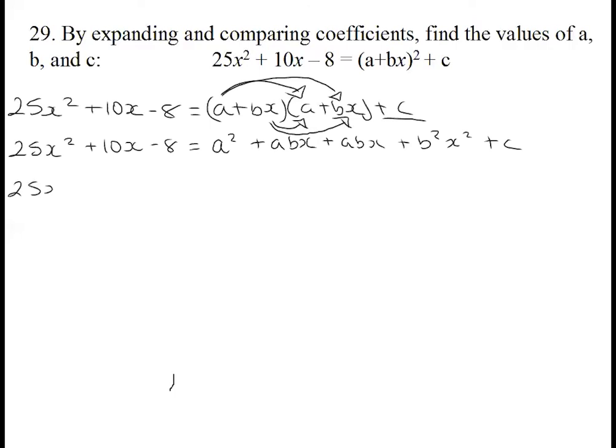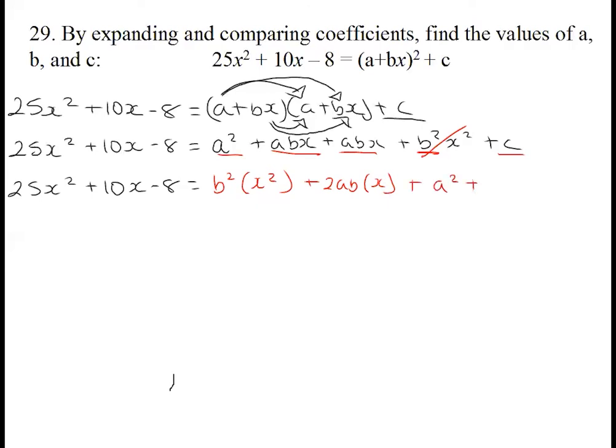So 25x squared plus 10x minus 8 is equal to, so let's start with the x squared. The only thing in front of the x squared is this b squared here. So b squared brackets x squared. So we've done this. Let's now start with anything that has an x in, which is these two terms. So we have plus 2ab brackets x, and then anything else is at the end, which is a squared plus c, all in brackets. Okay?